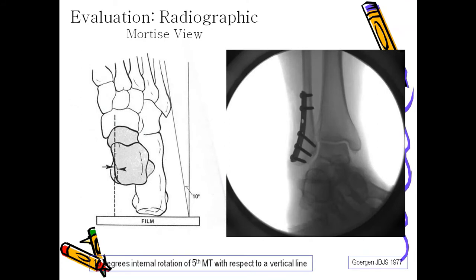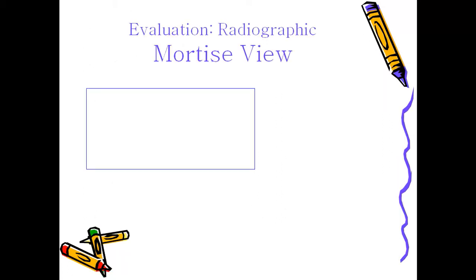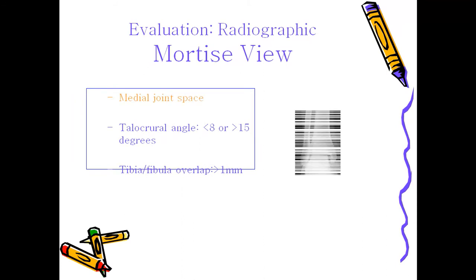So next, Mortise view. Mortise view is 15 degrees of internal rotation of the fifth metatarsal with respect to the vertical line. So then we take a small oblique view. That is called Mortise view. Mortise view will be like this, and so how to evaluate the Mortise view? You can see the medial joint space, talocrural angle, and tibiofibular overlap. These things.